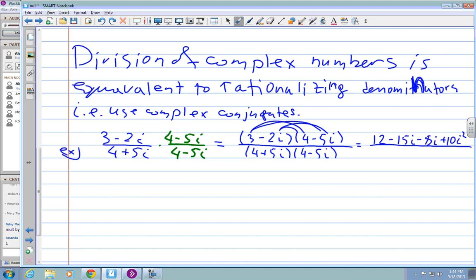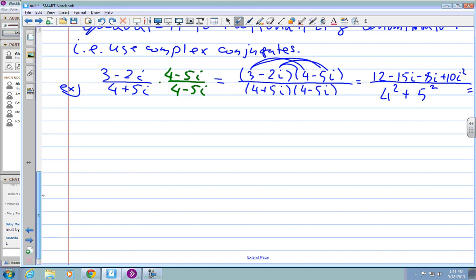Now in the denominator, product of two complex conjugates, so all I have to do is take the real part, which is 4, square that, plus take the imaginary part, which is 5, square that. Whatever that is, yeah, 41. But that's how you do it. If you FOIL, you'll get the same result. We just want to do it faster.